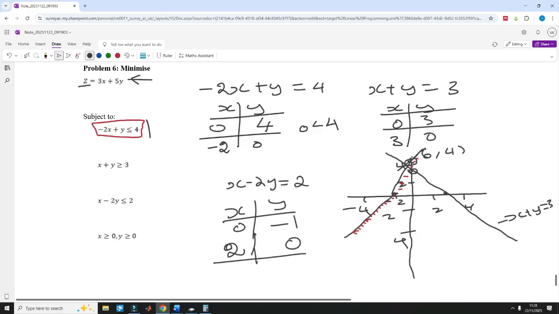So check the conditions. So when x is equal to 0, y is equal to 0, so that's 0. Is this greater than 3? No, which means it is false, isn't it? So that's false. So in that case, x plus y greater than or equal to 3, which means this linear inequality should correspond to this plane. Everything above this line.